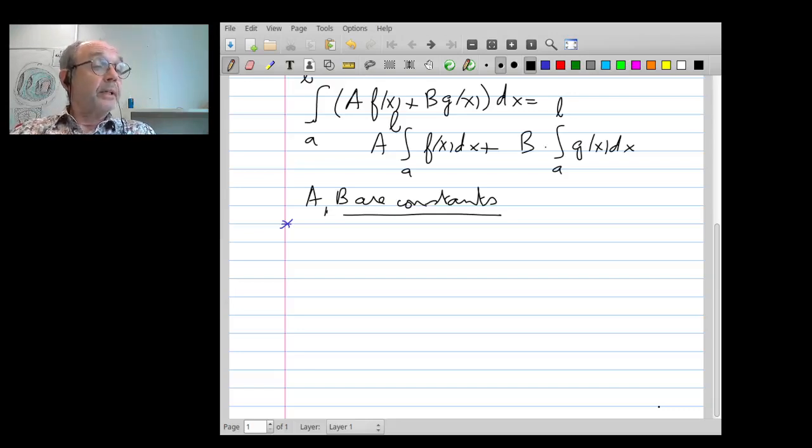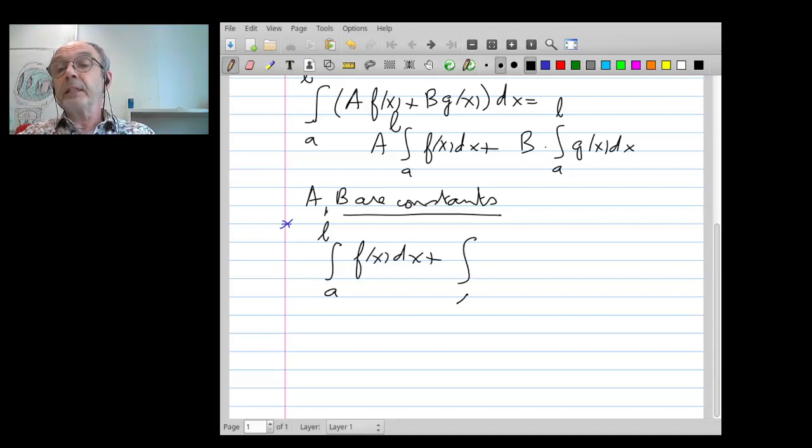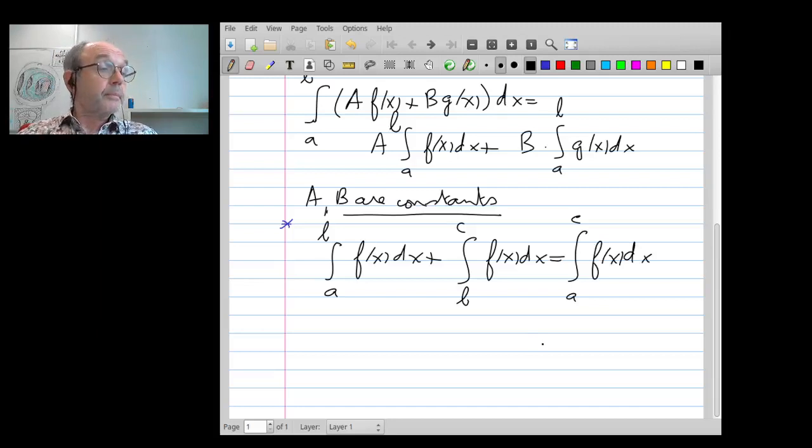Now further on, I have already used this a little bit. If you have some integral from a to b of f(x) dx, and you integrate from b to c, then you may also directly go from a to c, and that is no problem.